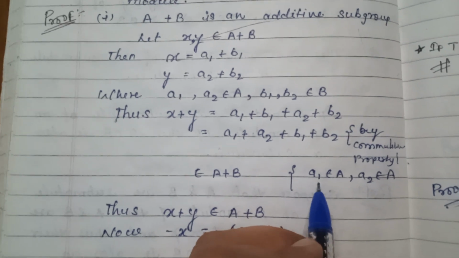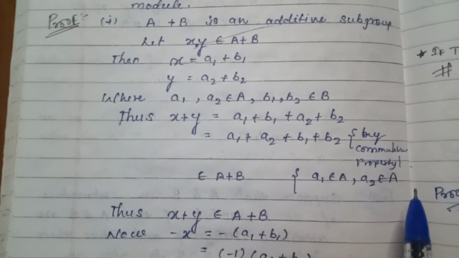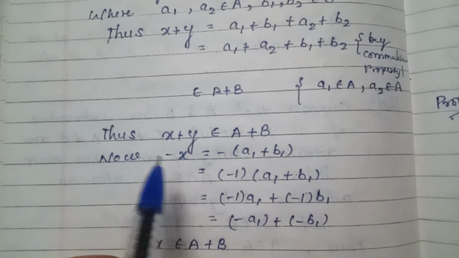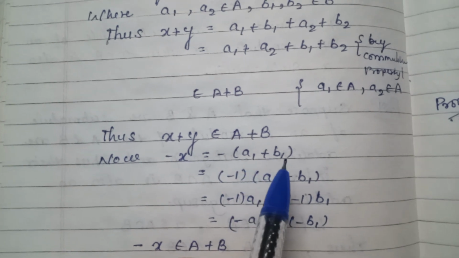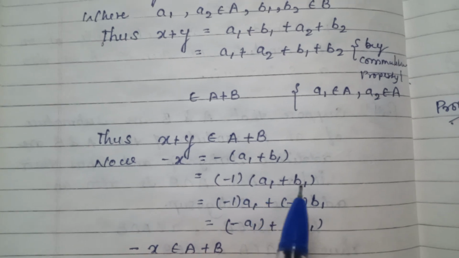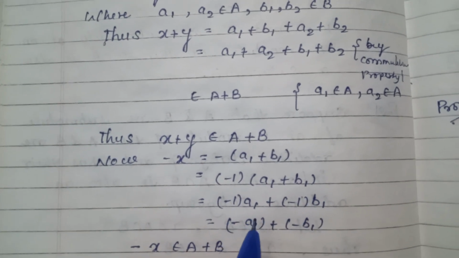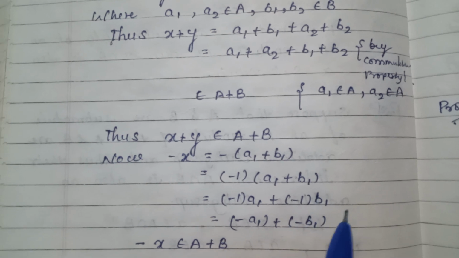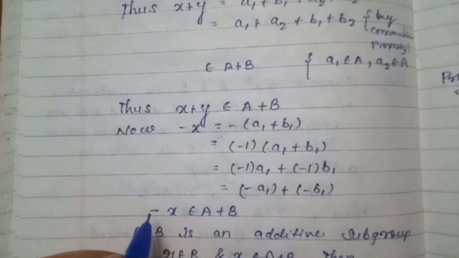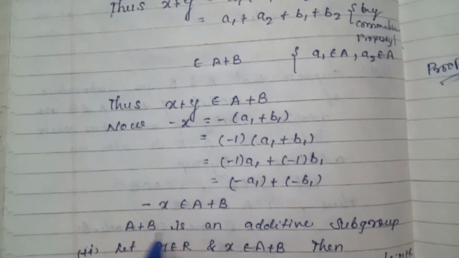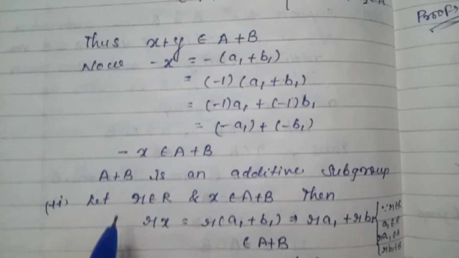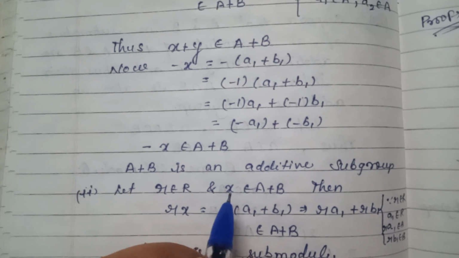which belongs to A plus B. Here small a1 belongs to capital A and small a2 belongs to capital A. Thus x plus y belongs to A plus B. Now minus x is equal to minus (a1 plus b1), which is equal to (minus 1)(a1 plus b1), which is (minus 1)a1 plus (minus 1)b1. So it can be written as (minus a1) plus (minus b1). So minus x belongs to A plus B. A plus B is an additive subgroup. This is proved.